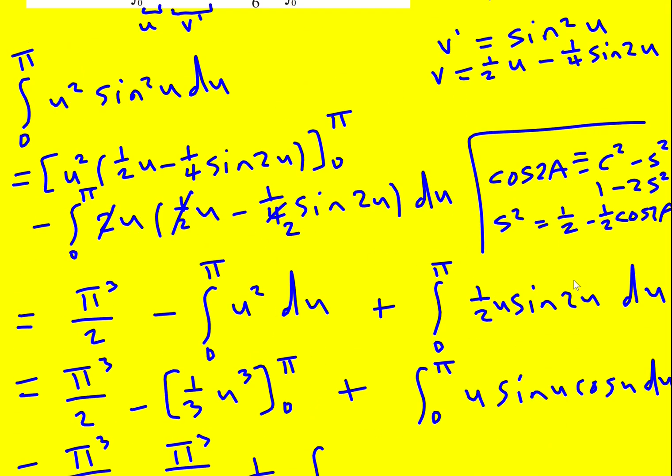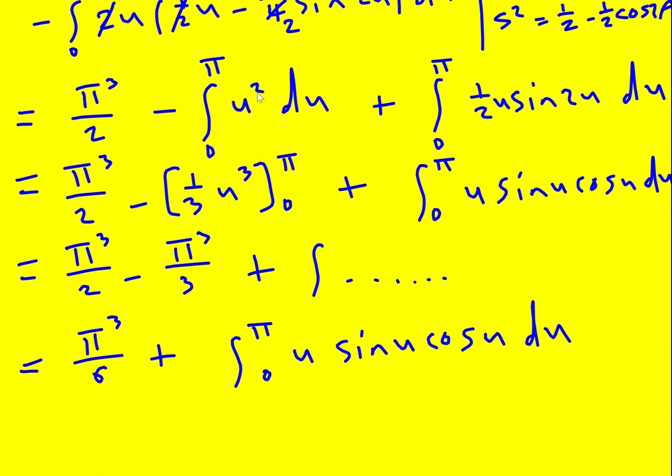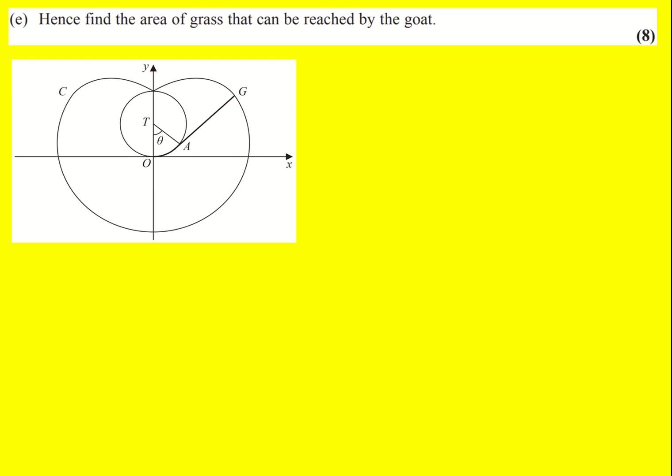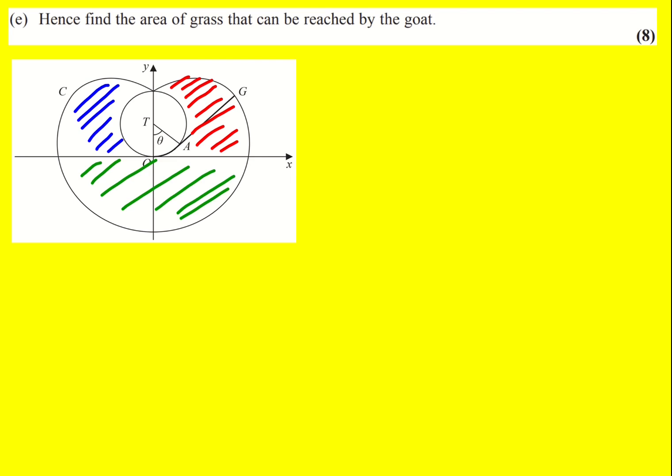Okay, we've done this. We've shown that this integral here is equal to this integral here. We are left with the small matter of calculating the area of the grass that can be reached by the goat. So it's going to be this in red, this in blue, and this in green.